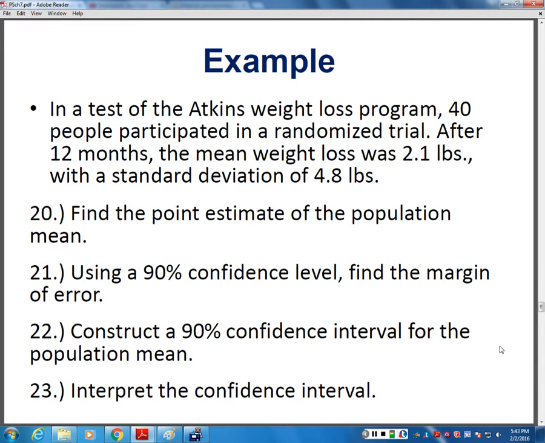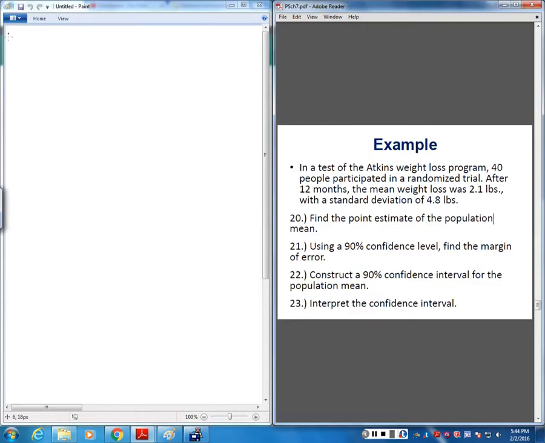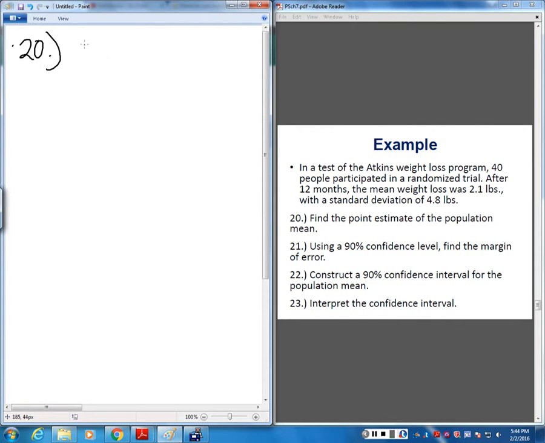So first things first, for number 20, find the point estimate of the population mean. Number 20 asks what the point estimate is. Well, the best point estimate for the population mean is the sample mean. In other words, we want to know the sample mean, or x bar. Well, careful reading of this problem tells us that the mean weight loss was 2.1 pounds, so x bar is going to be 2.1.